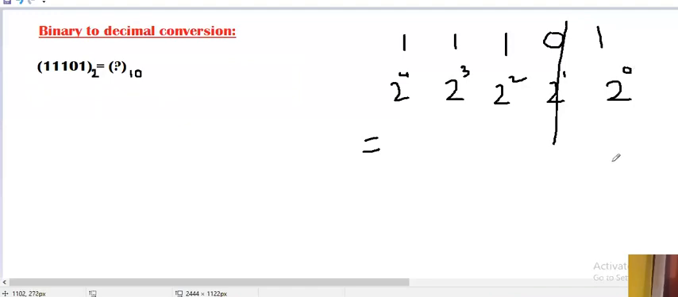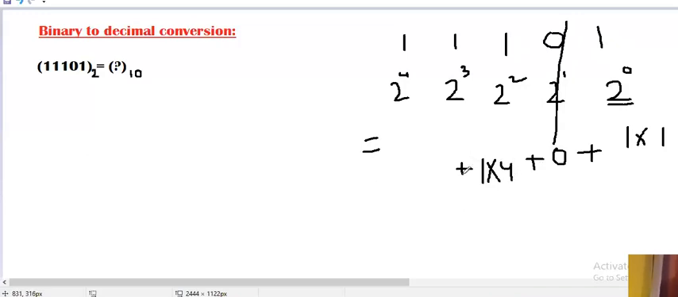So 2 to the power 0 means 1, because we know that for any base, if its power is 0, the value will be 1. So 2 to the power 0 is 1, and it should be multiplied by this 1. Again, this will become 0. 0 multiplied by 2 is equal to 0, so it will be 0 only. Now 1 should be multiplied by 2 to the power 2. So 2 to the power 2 is equal to 4, right?